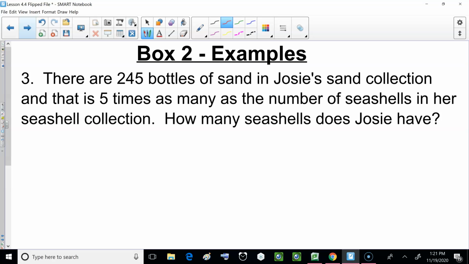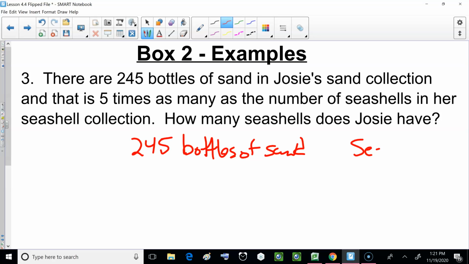It says there are 245 bottles of sand in Josie's sand collection, and that is 5 times as many as the number of seashells in her seashell collection. How many seashells does Josie have? So let's figure this out. Right now I know I have 245 bottles of sand, and that is 5 times as many as the number of seashells in her collection. So she has seashells, but we don't know how many.